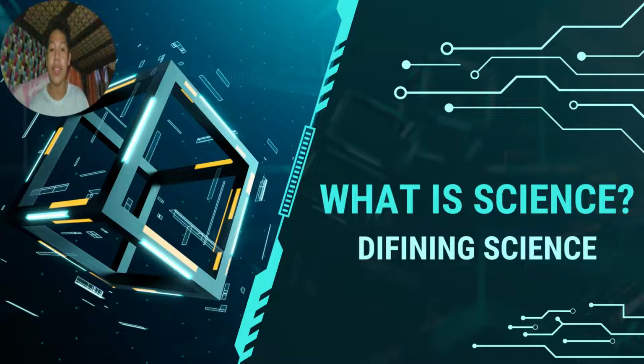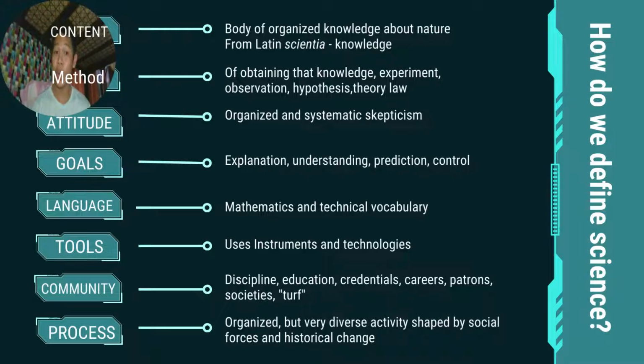The next one is science. So what is science? Defining science. How do we define science? We have here content, method, attitude, goals, language, tools, community, and lastly, process.